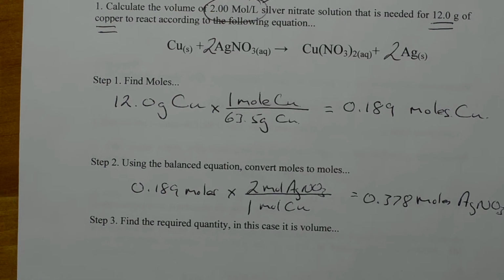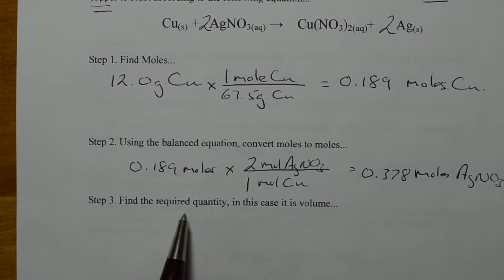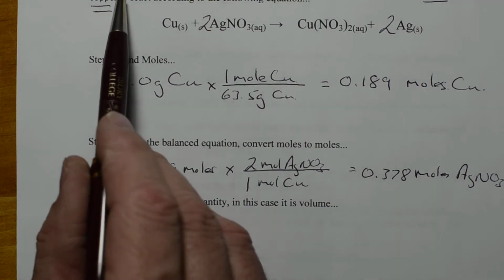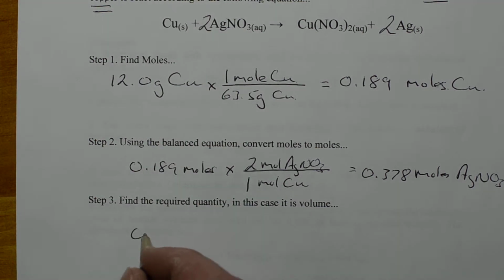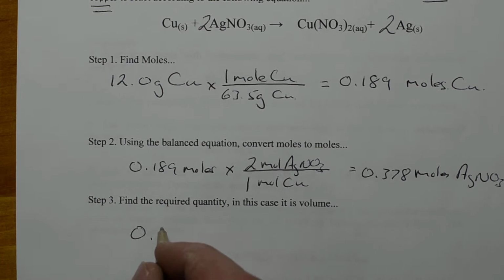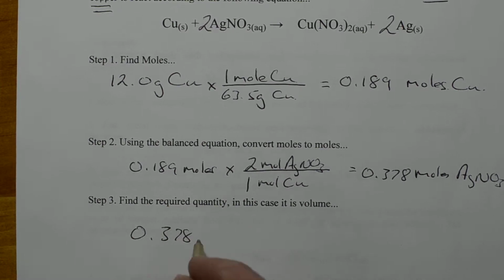Things couldn't be simpler. Final step, find the required quantity, and in this case it's volume. So calculate the volume. This is where we're going to use our concentration. So 0.378 moles of silver nitrate.